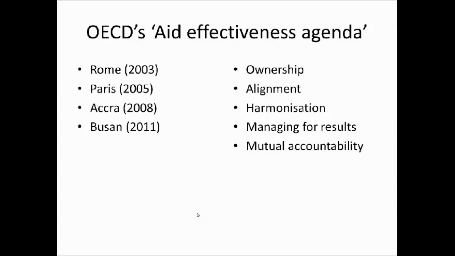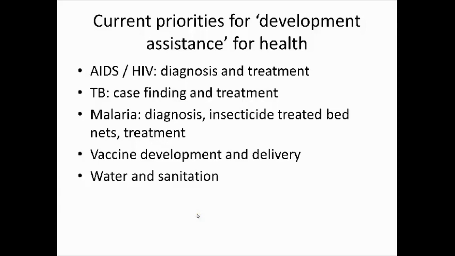So the aid effectiveness agenda has contributed to tighter, more effective administration of aid, but it hasn't really altered some of the fundamental problematics of development assistance. The current priorities for development assistance for health, as administered through the range of global health initiatives and global public-private partnerships, which have been the main vehicles through which development assistance for health has been delivered over the last 10, 15 years, are AIDS and HIV for diagnosis and treatment, tuberculosis case finding and treatment, malaria, with a big focus on both diagnosis and insecticide-treated bed nets and treatment, vaccine development and delivery, and some expenditure on water and sanitation.